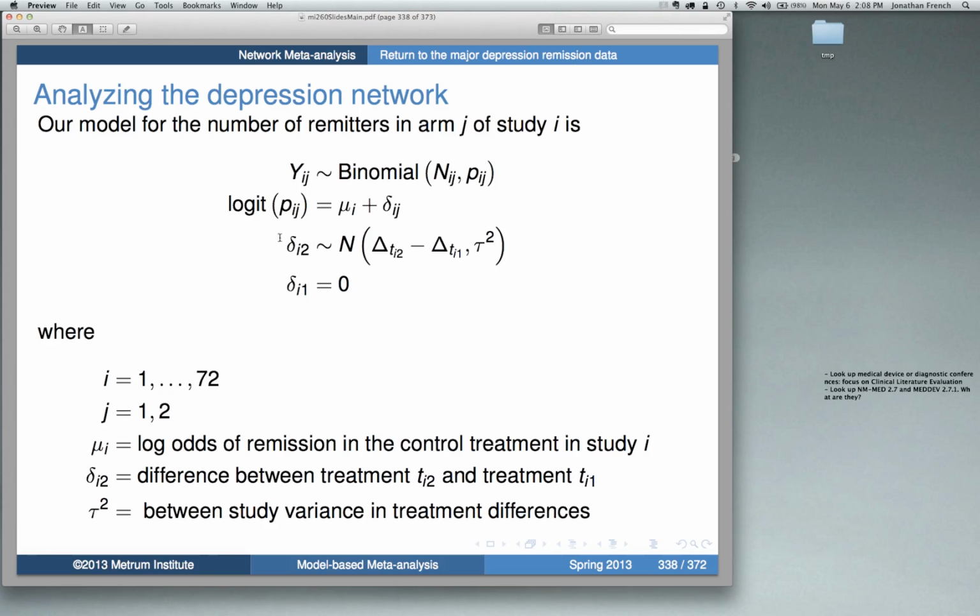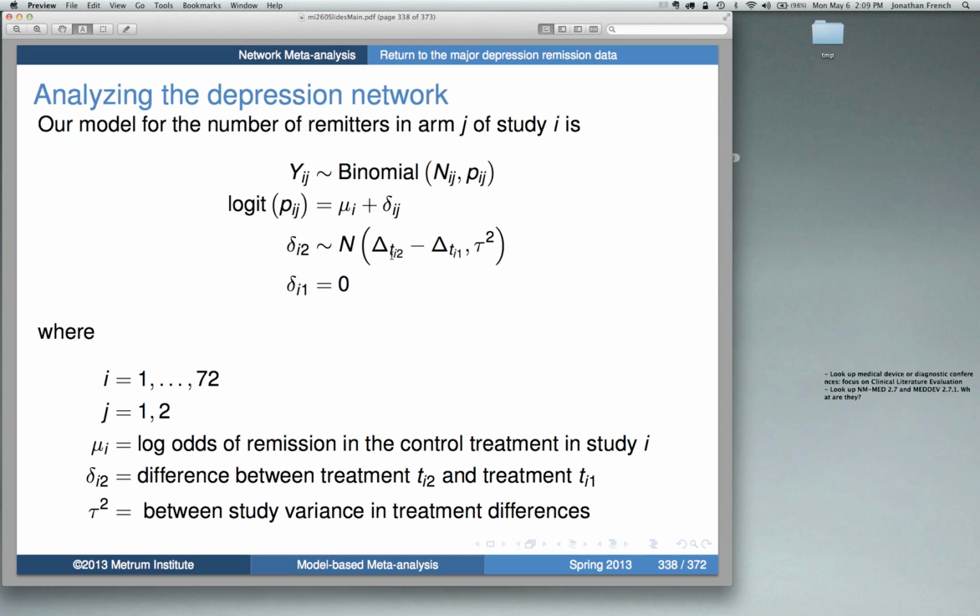And the model for the logit of the probability of remission is mu I, which is the logit or the log odds of remission in the reference group in study I, plus delta ij, which is a random treatment difference or random log odds ratio that's centered at the population average log odds ratio between treatments TI1, or the treatment arm 2 in study I, minus the effective treatment arm 1 in study I.